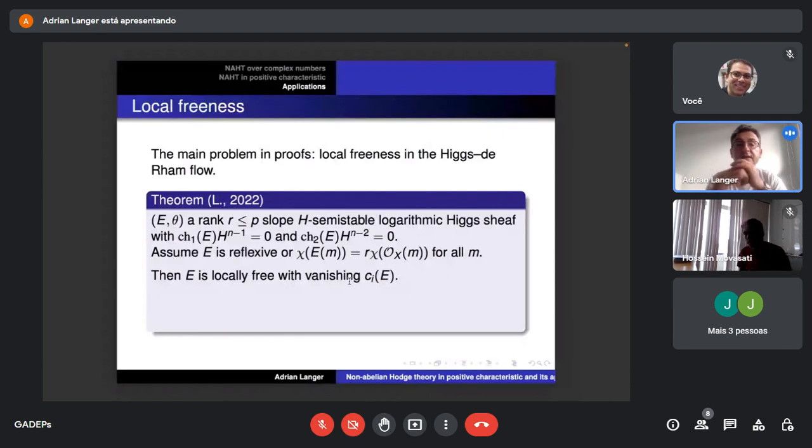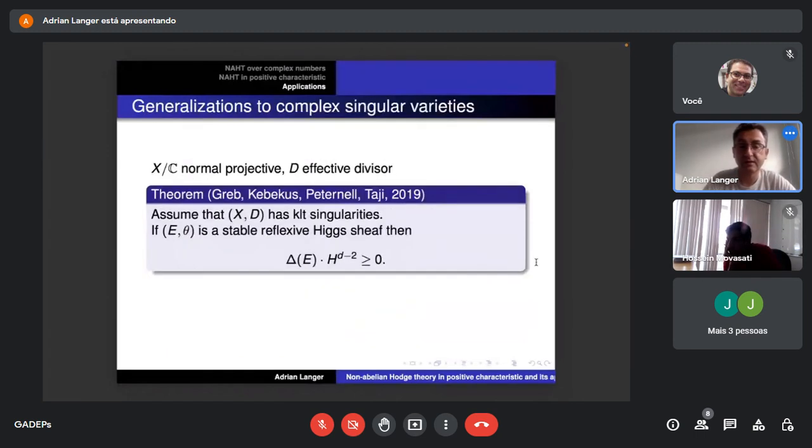And even in the logarithmic case that was not known. So this is one thing, local freeness. And now I'm going more or less towards the end of the talk, I think. I'm going to talk about possible generalization of these results to singular varieties. So nowadays the complex story is more or less known, at least in the case that is not logarithmic, as I will just explain in a second.